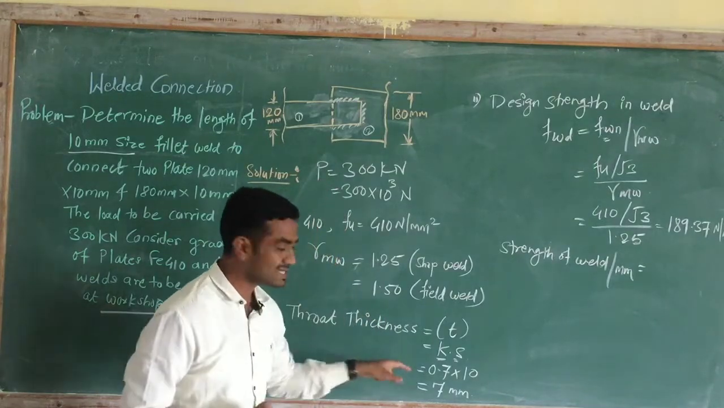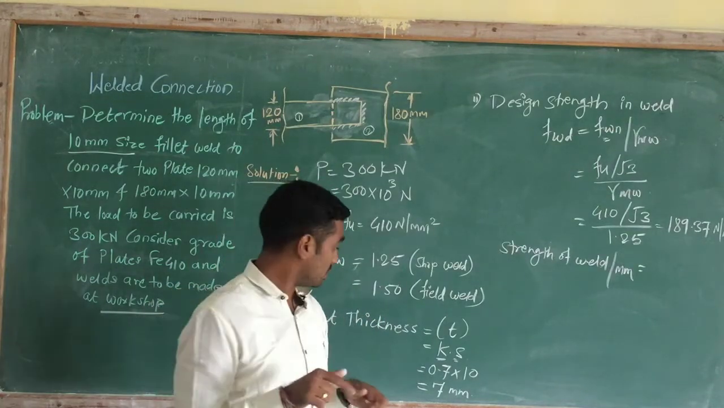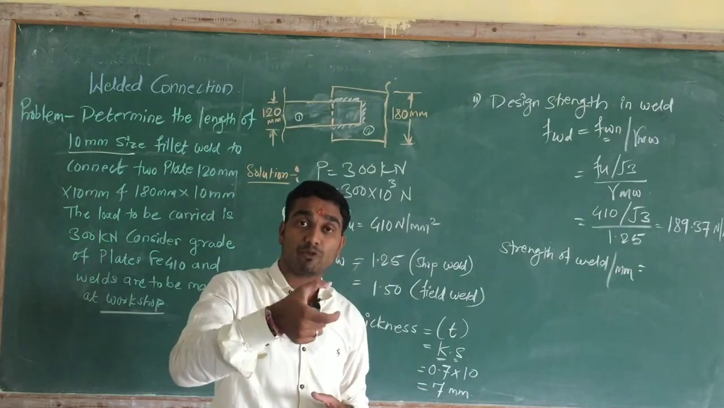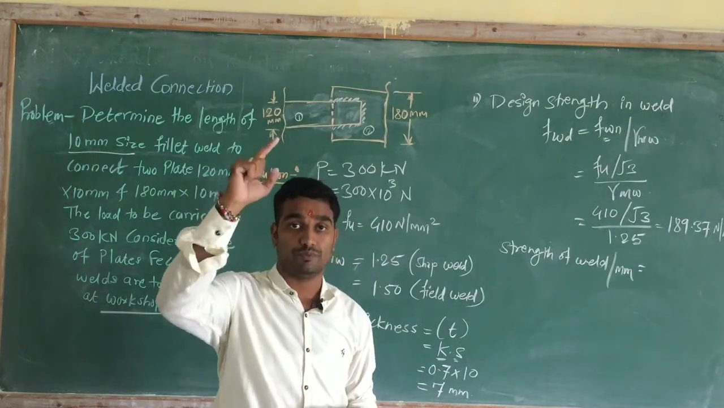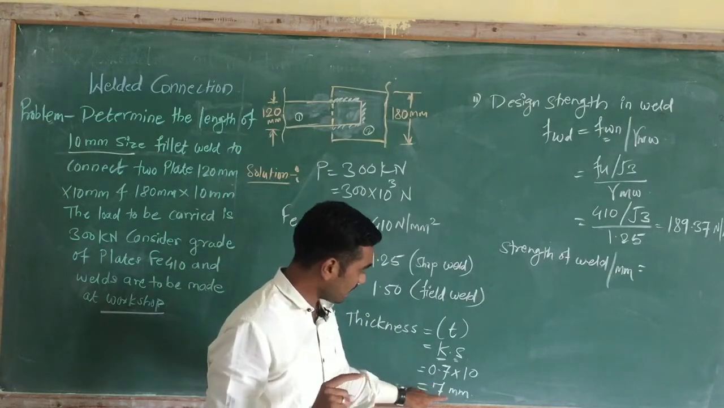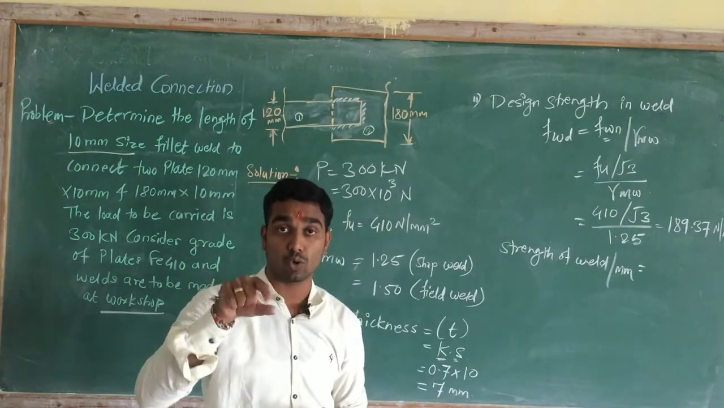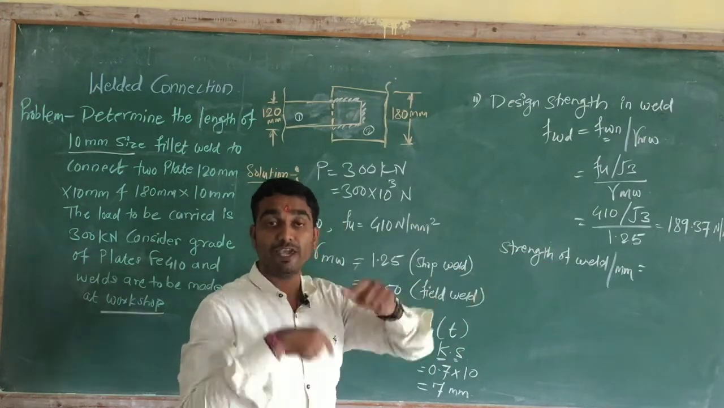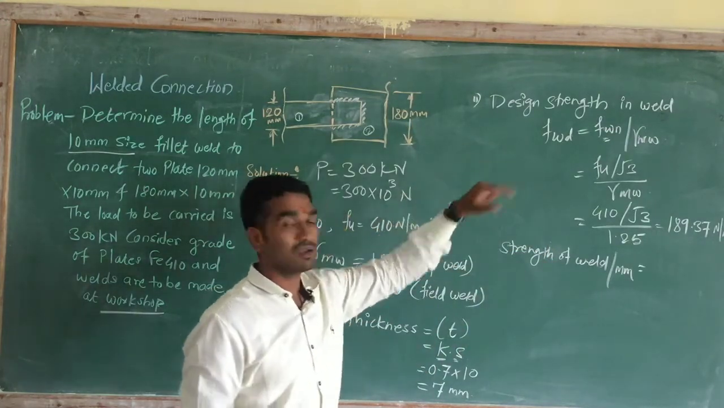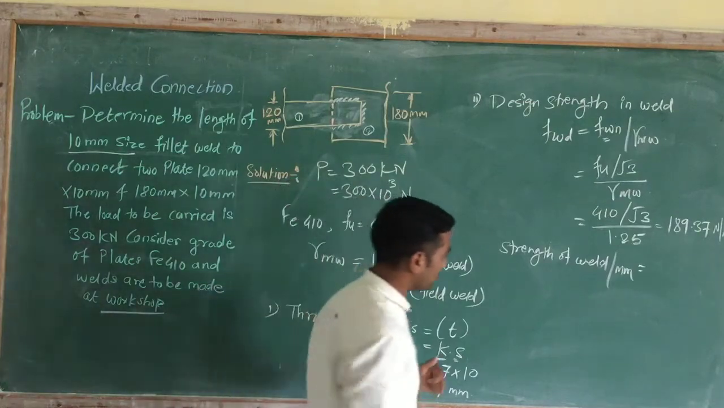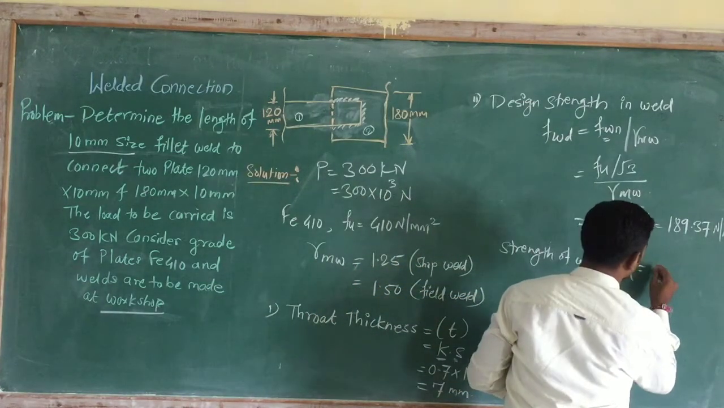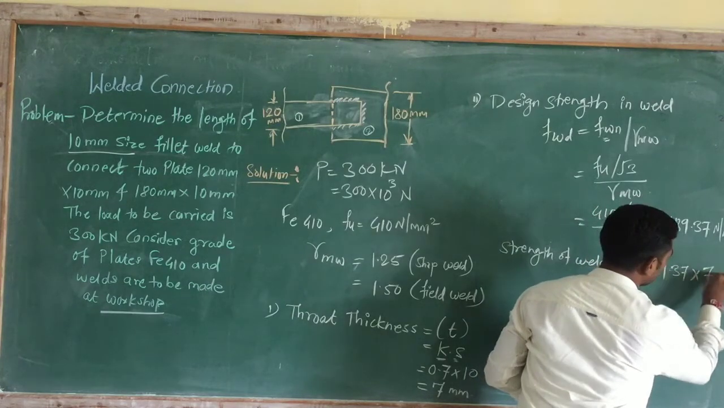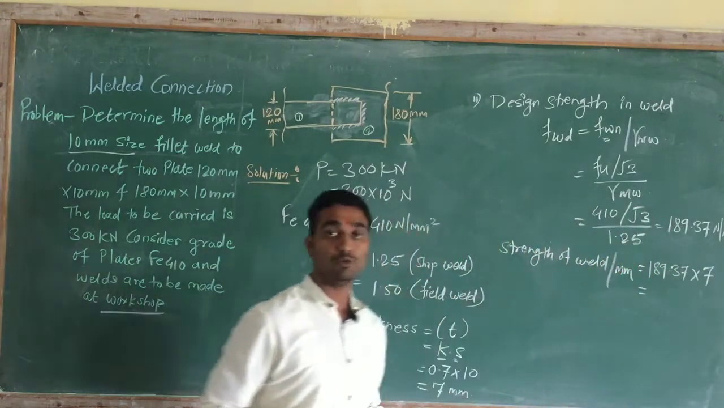Here the throat thickness is 7 mm. What is the meaning of this 7 mm? That 7 mm depth of the weld is taking the load. That's why, while calculating the strength of the weld per mm, we have to multiply this design strength by the throat thickness. It is 189.37 into 7. Calculate this value.